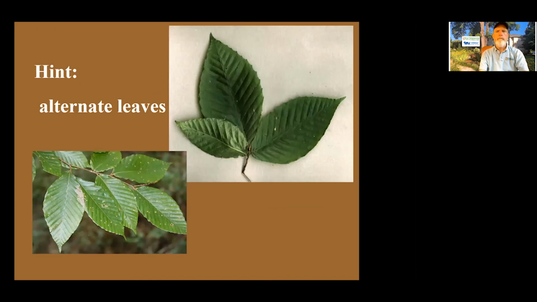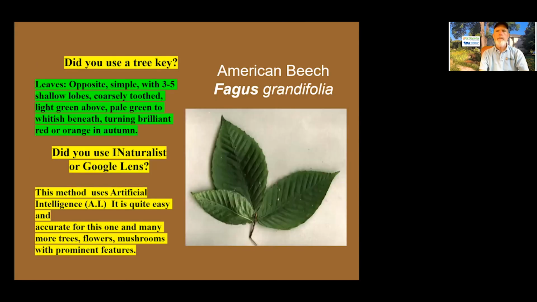Here's another one. Now look at this. The veins are very, very straight. And the leaves have jagged edges. So those are going to be features that are going to make you want to page through. Looks like alternate branching, alternate leaves. So those are pretty much a way to start out with. And this will come out to be American beech.